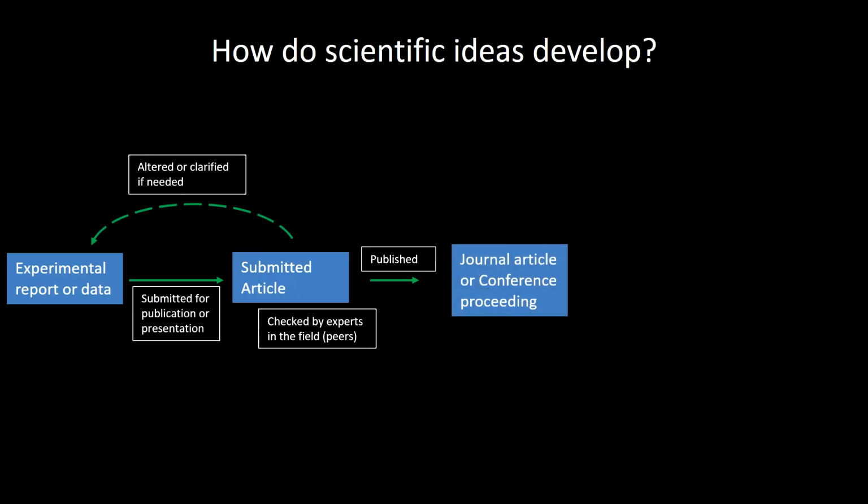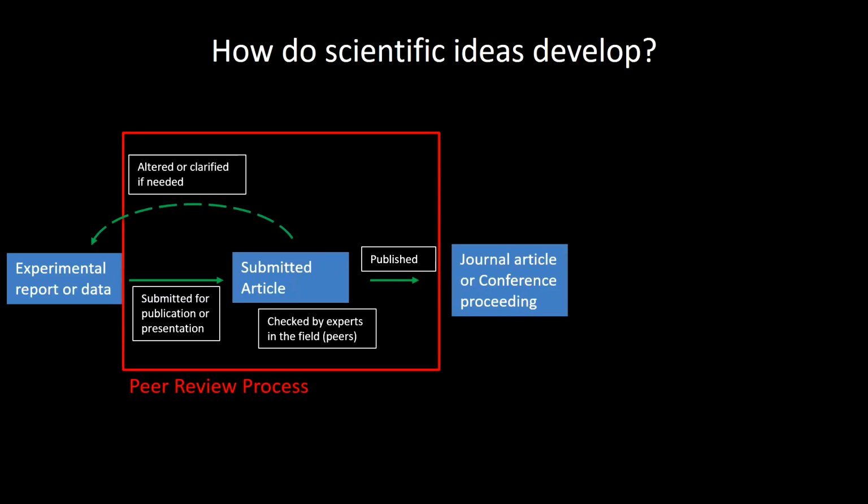So that's either a journal article or if it's been submitted to a conference, a conference proceeding. And this bit in the red box is really the peer review process. There's often a lot of confusion about which bit is the peer review part, and that's the bit. The only part that's peer review really is the part where other experts are looking at the paper to see if it can be published properly. Obviously that's not the end of the process because then several things can happen.